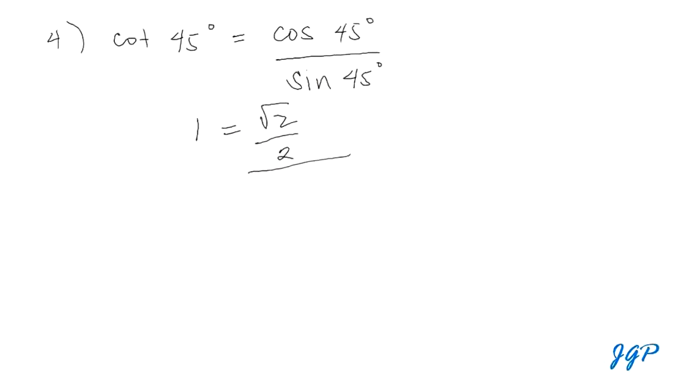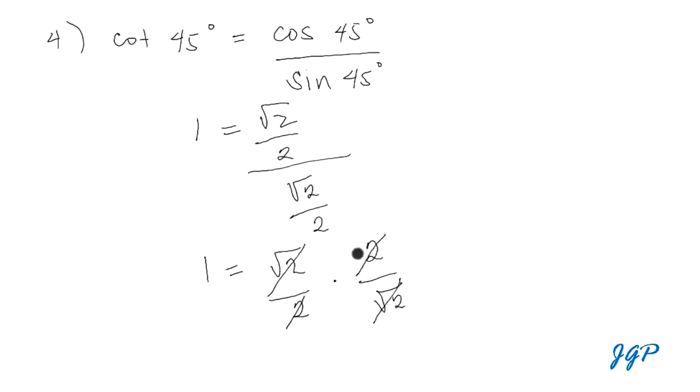Okay, so let's simplify. 1 is equal to the numerator, square root of 2 over 2. Change the operation to multiplication and change the denominator by its reciprocal. So, we have 2 over square root of 2. This one is equal to 1. So, the final answer now is equal to 1. And we have now a true statement.